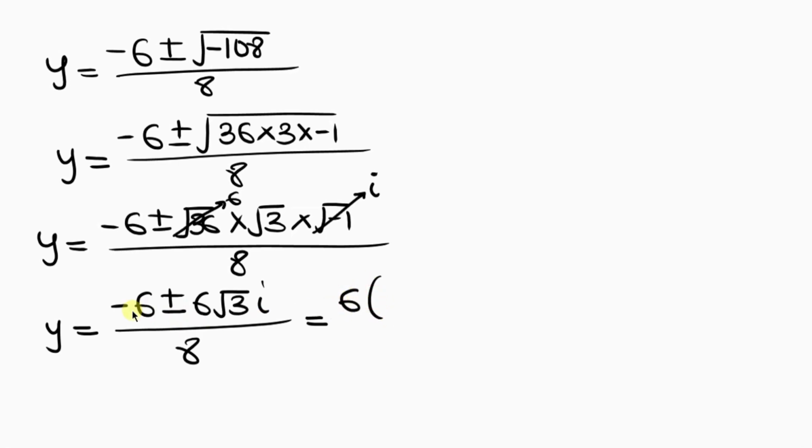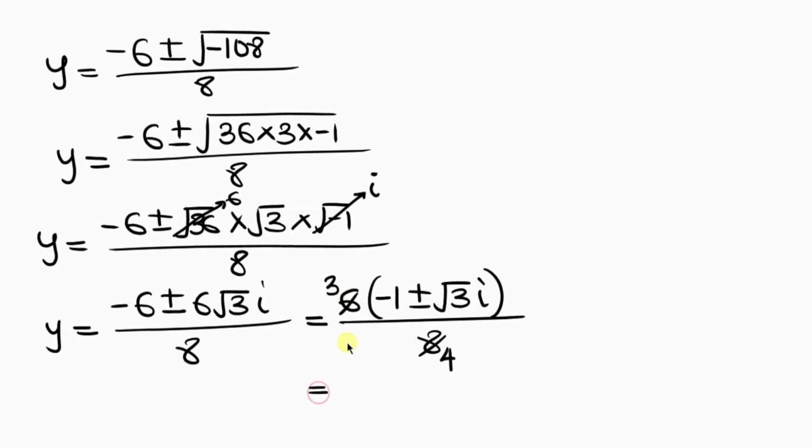Open up brackets. Negative 6 divided by 6, I have negative 1 plus or minus 6 root 3i divided by 6, I have root 3i. So this is root 3i. Very good. All over 8. 6 divided by 2, I have 3. 8 divided by 2, I have 4. So this makes the value of y to be 3 times negative 1 plus or minus the square root of 3i all over 4. So there are actually two values of y from here.